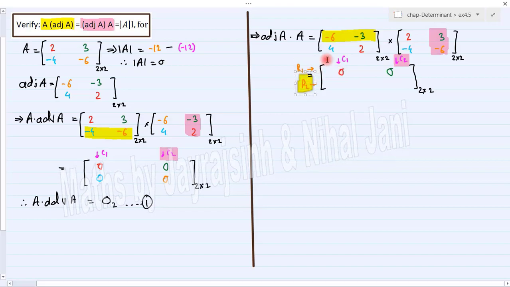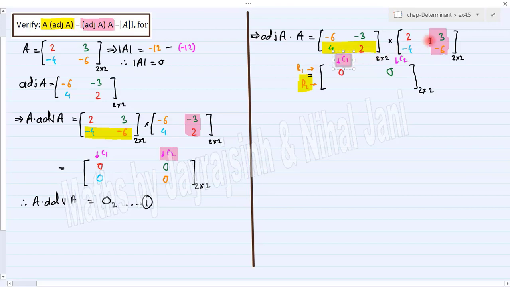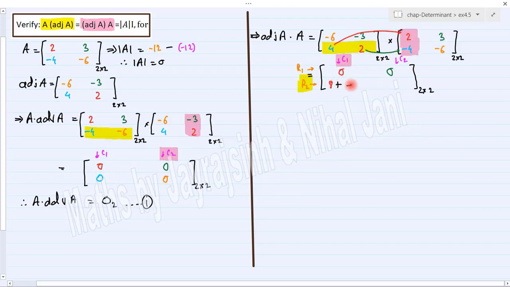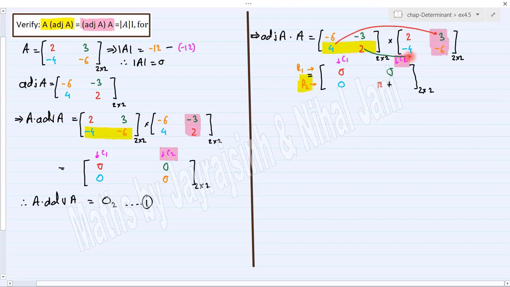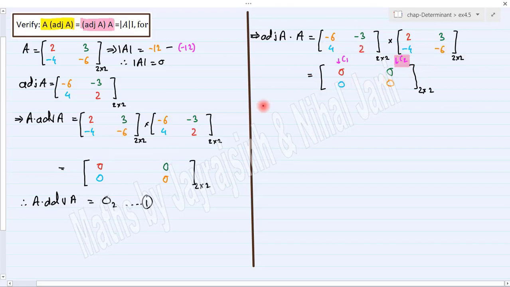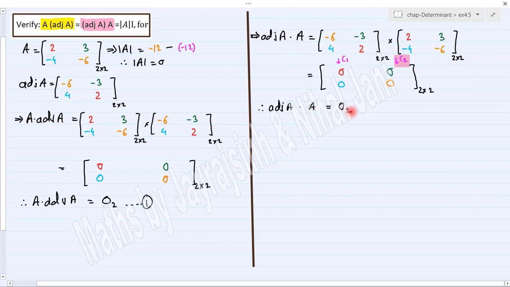Now let's get elements of second row. The first element is in first column. So multiply second row and first column, you will get 0. And the last element is in last column. So multiply second row and second column, and the last element will also be 0. So we will get adjoint of A into A is equal to 0 matrix.